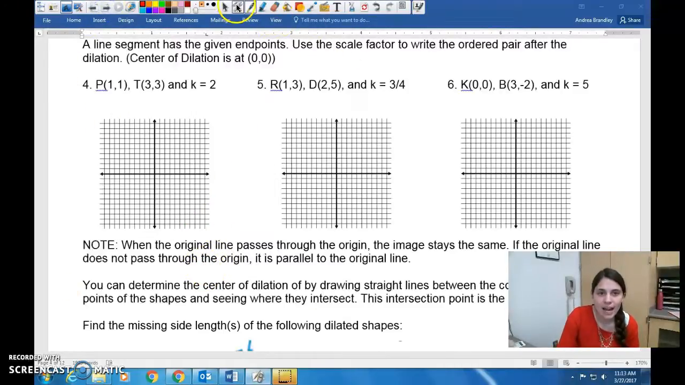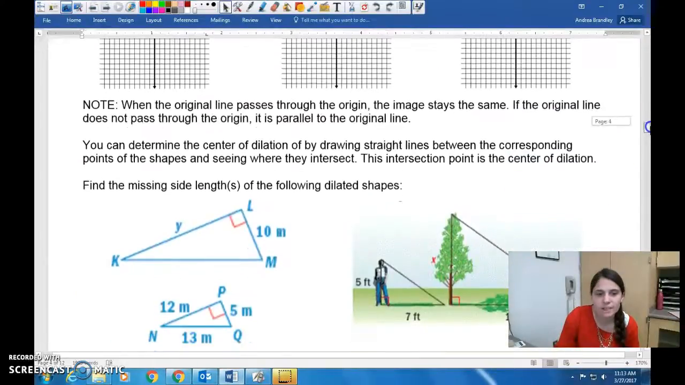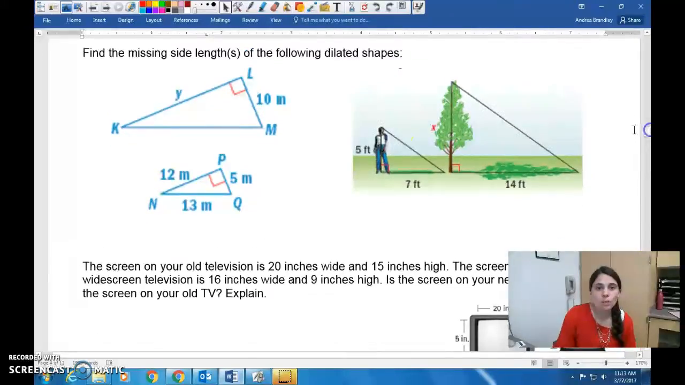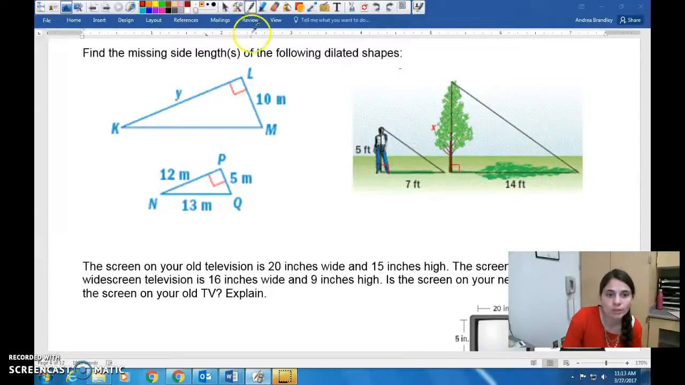All right, so the last section of your notes is talking about finding missing values, and this is where that proportional thing is so important. So we know that they're proportional because they've undergone a dilation. So that means this proportion to this proportion is the same as this to this, is the same as this to this. So I can find missing values using that logic.